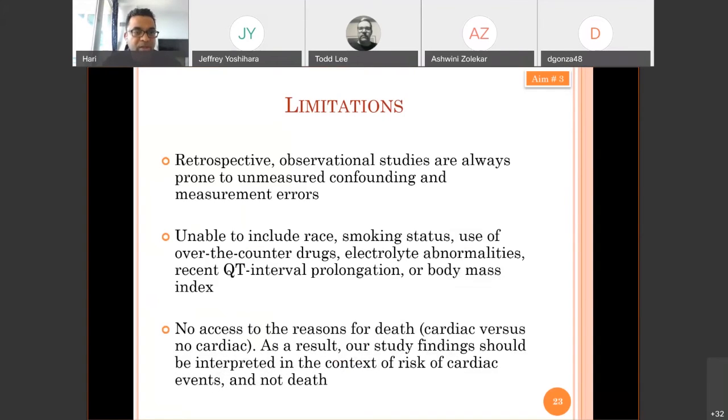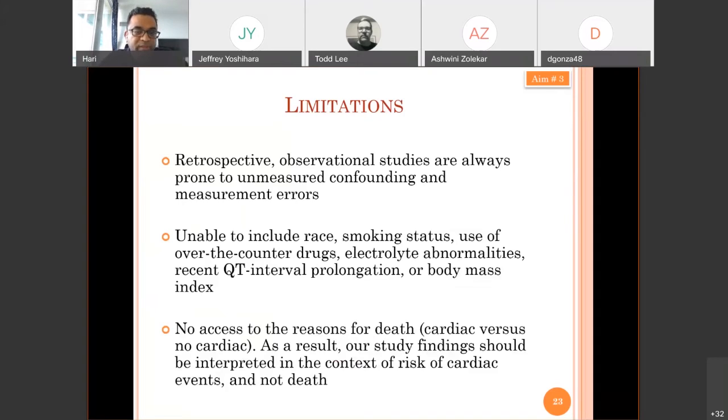In terms of our limitation, it's a retrospective observational study, so it's prone to unmeasured confounding. We tried a high dimensional propensity score, and proxy could control for some of these unmeasured confounders, but we don't know to what extent. So it is one of the limitations. There could be potential measurement errors in this analysis as well.